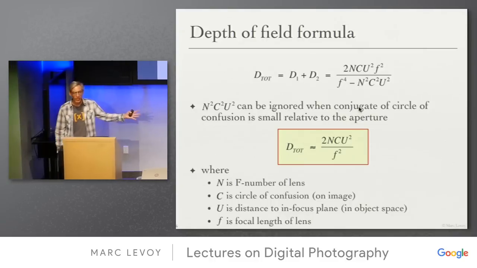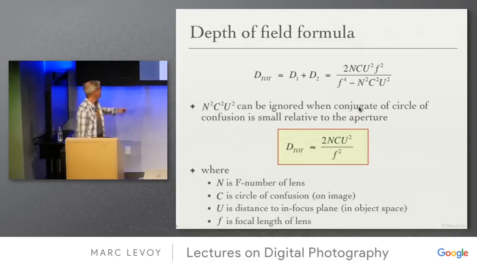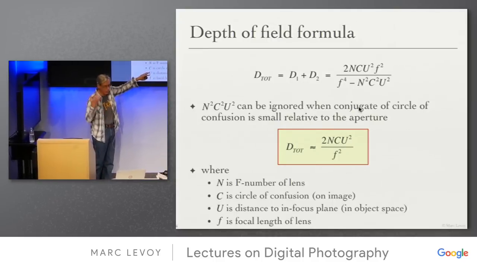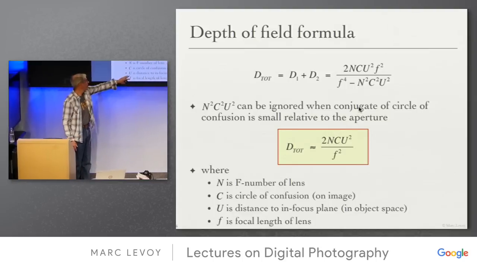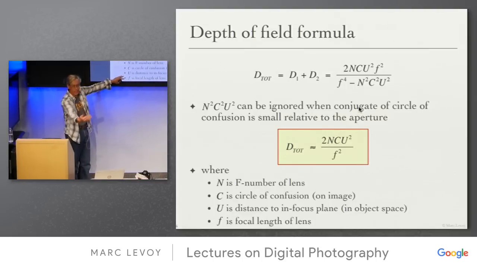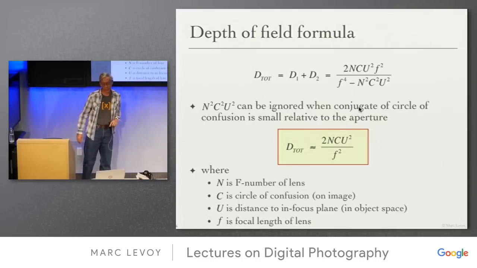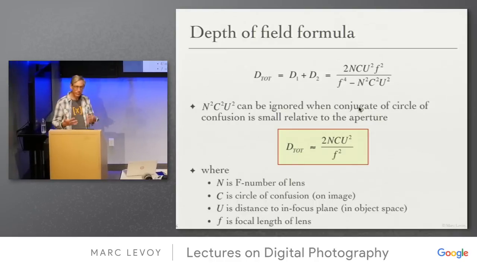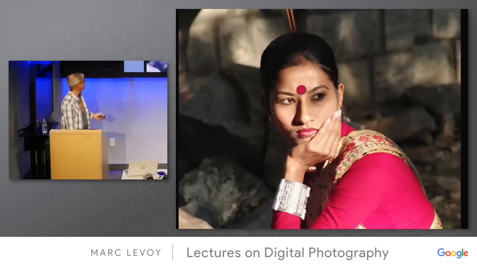It's a very simple formula. It's the same one I put up first day of class. The F number of the lens, the size of the circle of confusion in the image plane, so microns or pixels, the distance to the in-focus plane in object space, roughly from the lens, or from the camera, and the focal length of the lens. Okay, let's play with this formula a little bit.